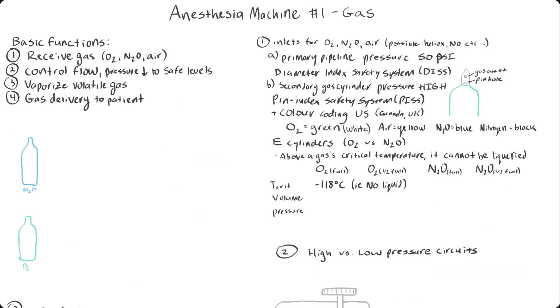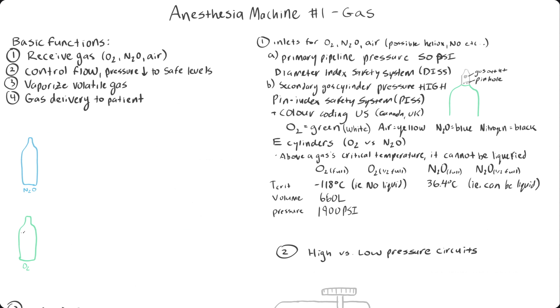Whereas the critical temperature of nitrous is 36.4 degrees Celsius, meaning that as long as you're below 36.4 degrees Celsius, which room temperature is, and many reasonable temperatures are, this can be liquefied by high pressures. So it can be liquid, and certainly is at high pressures that we have in our nitrous tanks. The volume of oxygen that fits into a full E-cylinder is 660 liters, and the pressure of that is going to be 1900 psi.